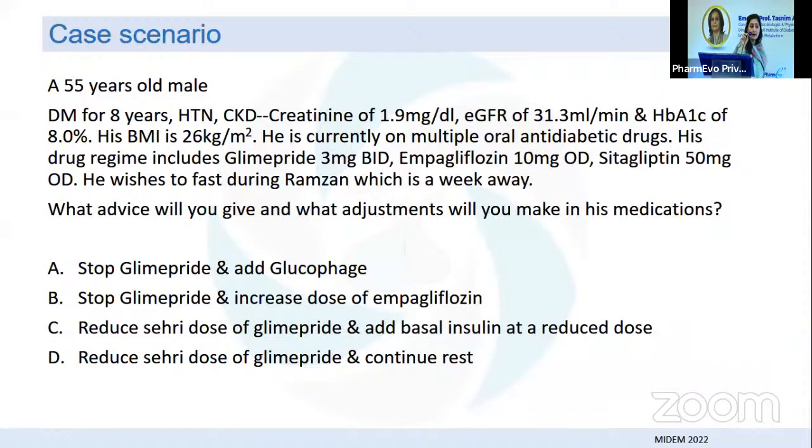Next is stop glimepiride and increase the dose of empagliflozin. He's just a week away from Ramzan, and as I already told, we cannot titrate SGLT2 so early. Next, reduce sehri dose of glimepiride and add basal insulin at a reduced dose. Or, reduce sehri dose of glimepiride and continue the rest. Since he is not at a very good control, C is the most favorable option, that is, reduce sehri glimepiride and add basal insulin with frequent SMBG monitoring. However, basal insulin should be started at a low, reduced dose.